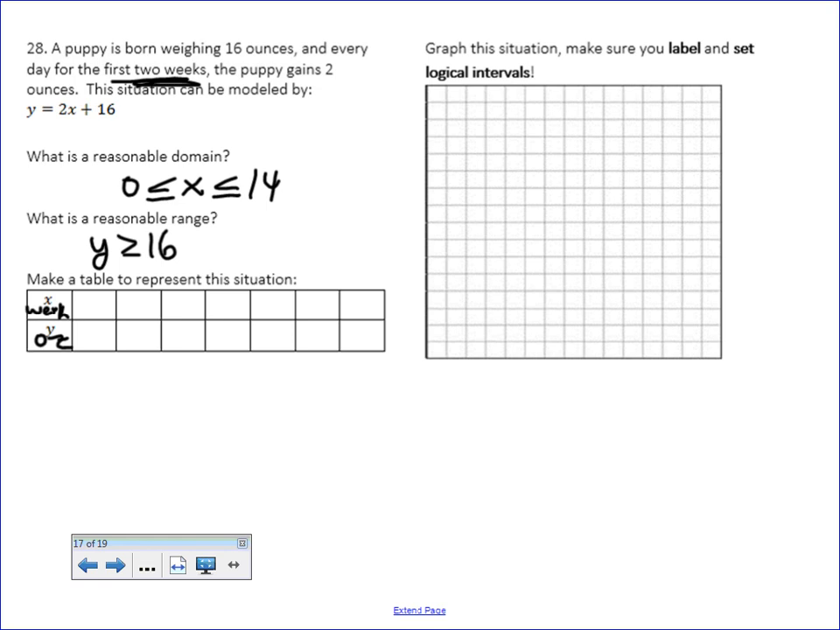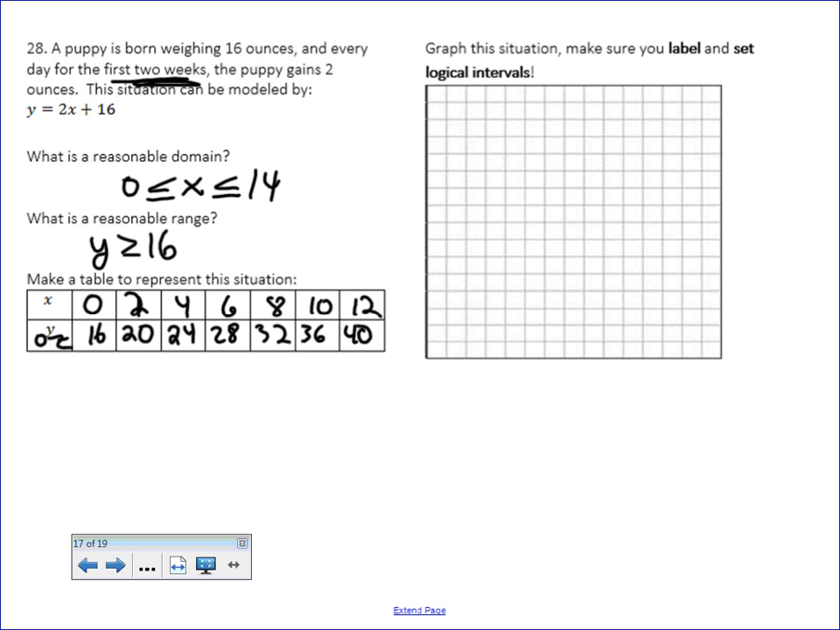So let's go 0 days, 1 day. Let's go 2, 4, 6, 8, 10, 12. There we go. We know that this was 16. And then we can plug 2 into the equation, we'll get 20. Plug 4 into the equation, we'll get 24, 28, 32, 36, and 40.